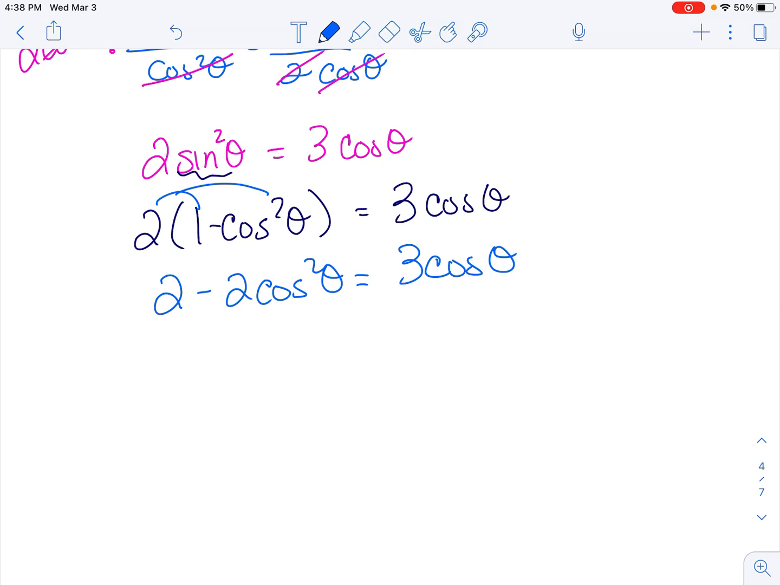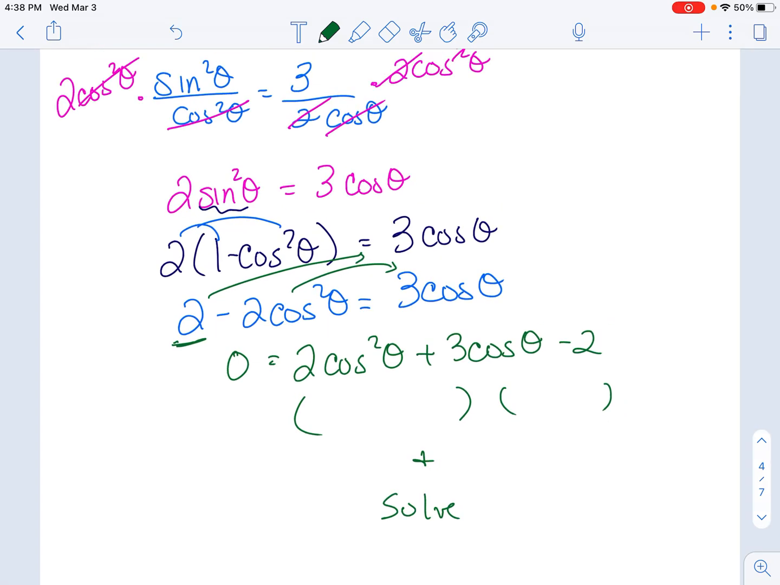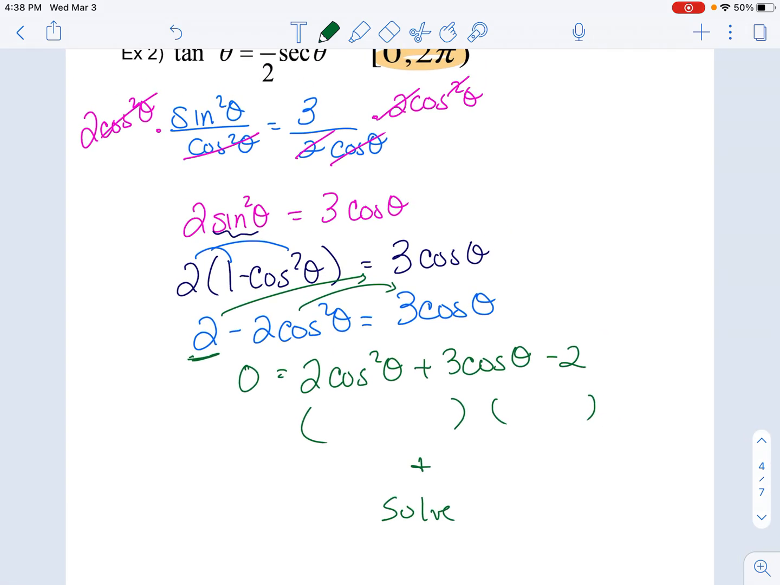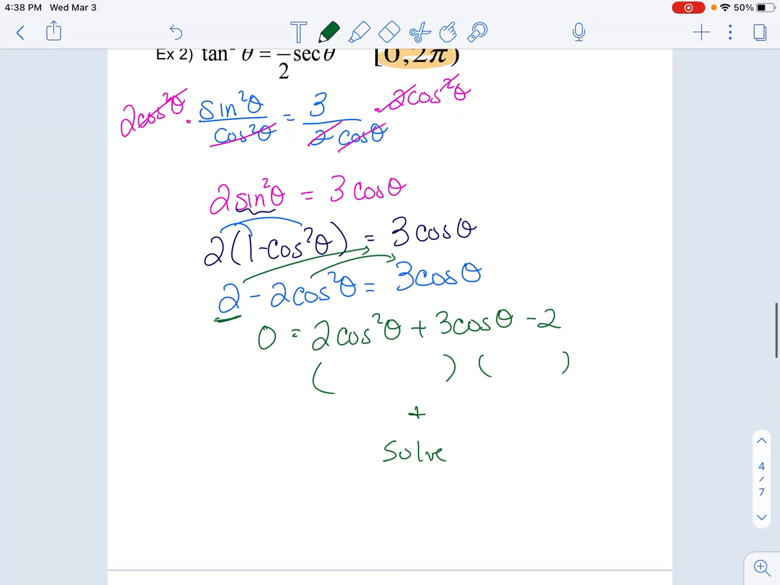I never want my squared term to be negative, so we're going to go ahead and move everything to the right side. So that gives me 0. If I'm going to add 2 cosine squared to the other side, that gives me a 2 cosine squared plus a 3 cosine theta. And if I move this 2 over to the other side, it becomes a minus 2. All right, so here we can go ahead and factor and solve just like we did some of the other days. So the main idea is to get that tangent to be a fraction and the secant to be a fraction, and then multiply both sides by the same, in this case, the 2 cosine squared. We've got to multiply both sides by the same trig function.